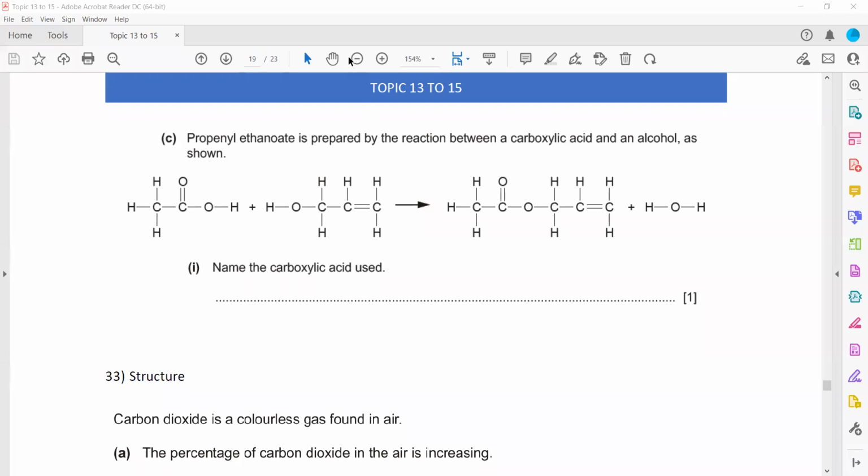Name the carboxylic acid used. So which carboxylic acid? This is a carboxylic acid. 2 carbons are there, so that is eth. Because of 2 carbons, they will have a single bond between them, and due to this group, it will be oic acid. So it is ethanoic acid.